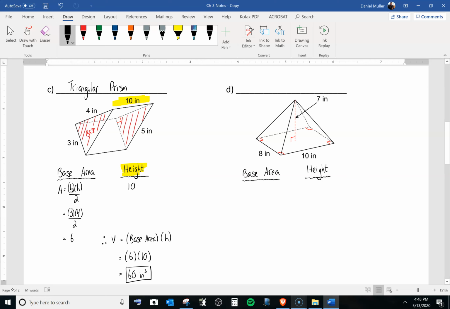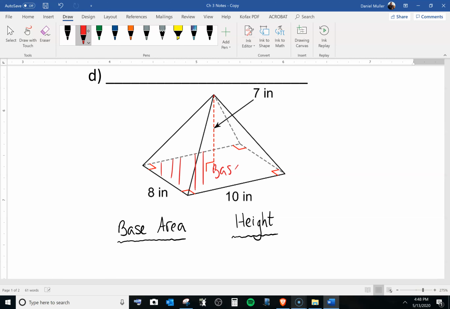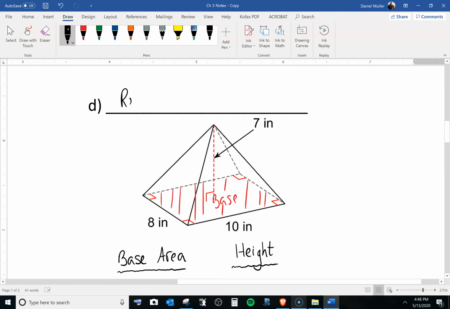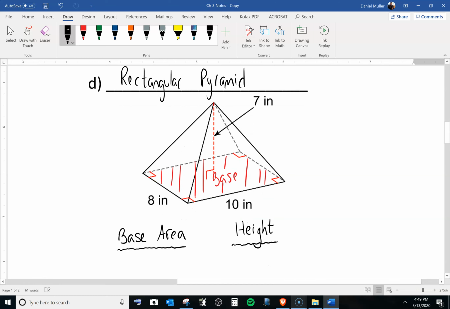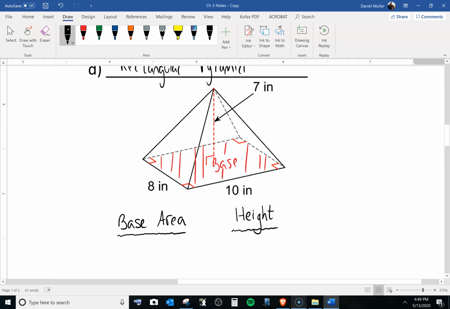Now this one, the base is down there. It's pretty obvious to see. And it doesn't go up to a rectangle. It goes to a point. So it's rectangle based, or rectangular. And it goes to a point, so it's a pyramid. So we still find the base area, and we still find what the height is. Well, I can see right now the height goes up here, and it's 7. So the height is going to be 7.